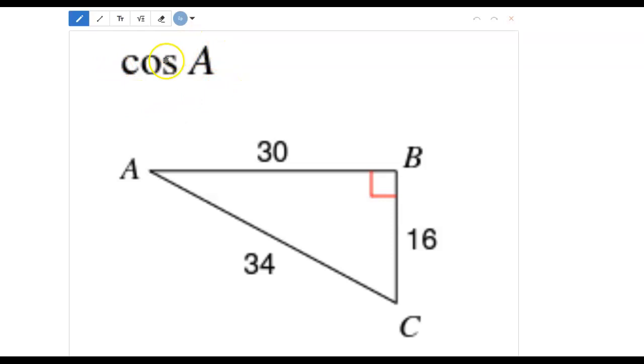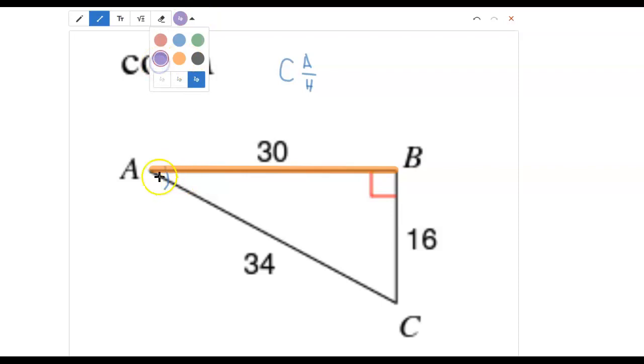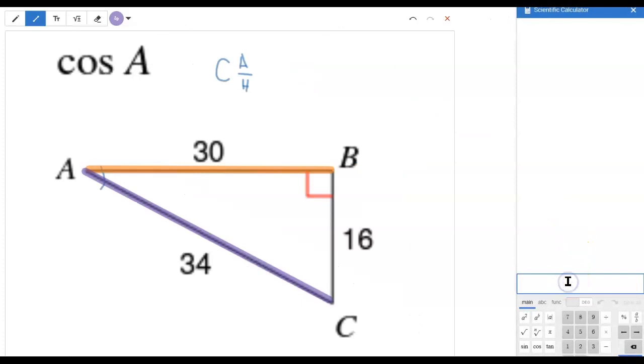For our cosine, we want to do cosine A, so there's our theta, and cosine is going to be adjacent over hypotenuse. The first one that we're going to look for is the adjacent, the one next to our referenced angle. And then we want the hypotenuse, that's the longest line. When we open our calculator, we're going to do 30 divided by 34.